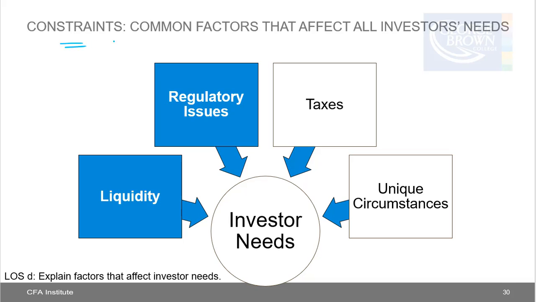So we're continuing with constraints, common factors that affect all investors. Some of the constraints we're going to look at on this slide are the liquidity constraints and regulatory issues. Now, I must say that I completed CFA Level 1, I think it was back in 2001. And the constraints, I always memorized as LLTTU, okay? So that was legal. And here, I just want to show you that in the investment foundations, they're using regulatory issues, but I'd also call that legal and regulatory issues, okay?